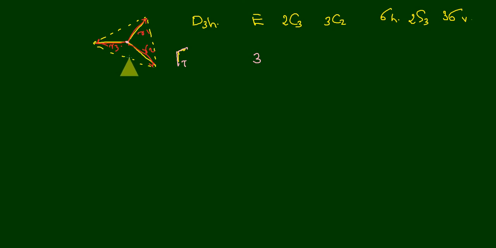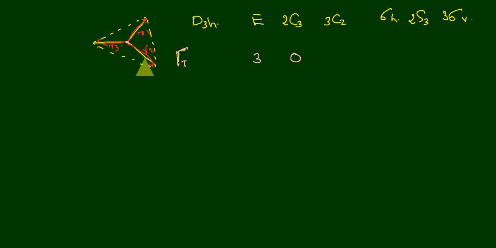If you are considering the clockwise rotation or the anti-clockwise rotation, R1 will go in place of R3, R3 in place of R2, R2 in place of R1. It doesn't matter, because the total character is not going to change, whether you consider the clockwise or anti-clockwise rotation. The total character here is 0, because all the vectors change their position during the C3. So the total character is 0.